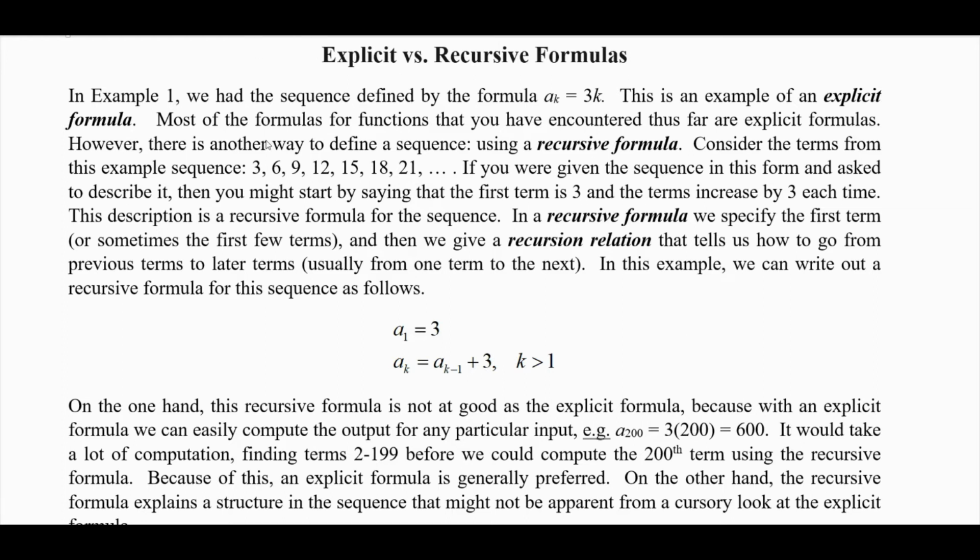Can we find a sub 200 with the recursive formula? We would start with 3, add 3 to get 6, that's a sub 2. Add 3 to that to get a sub 3, that's 9. Add 3 to that to get 12, which is a sub 4, and so forth, figuring out terms all the way from 2 to 199 before we could finally add 3 one last time to get the 200th term. So we could do it, but whew, that's a lot of work. An explicit formula is much better. So because of that, an explicit formula is generally preferred.